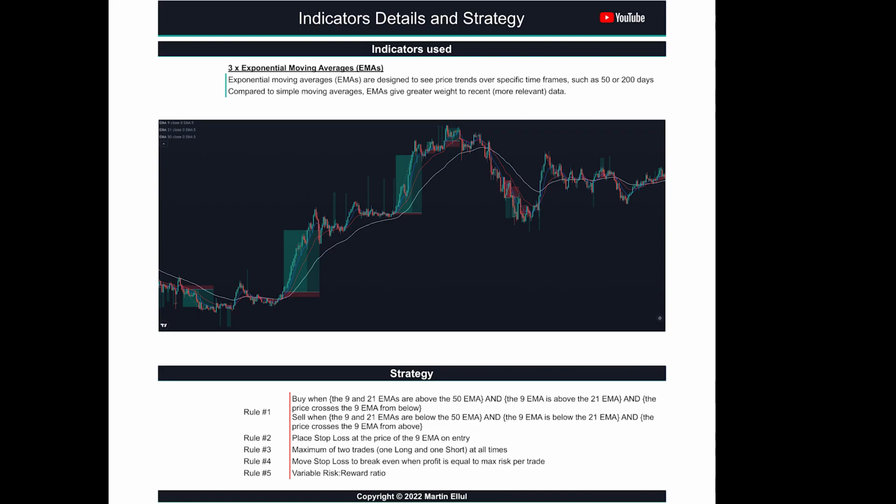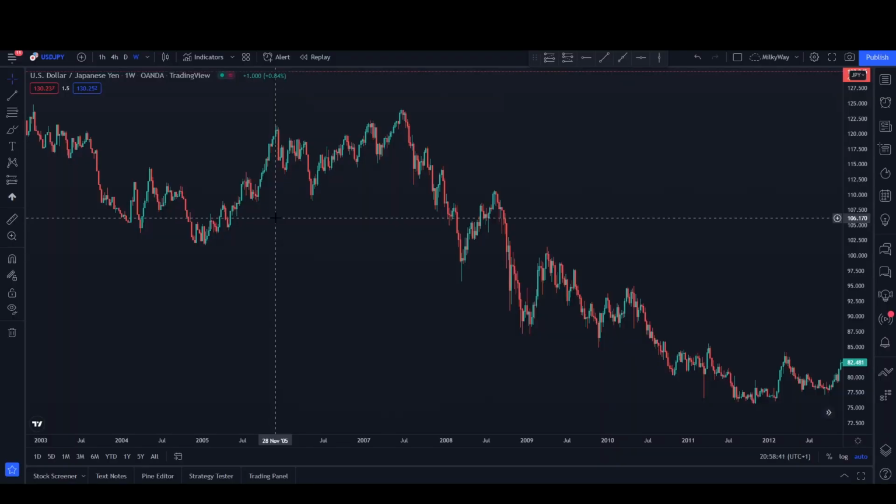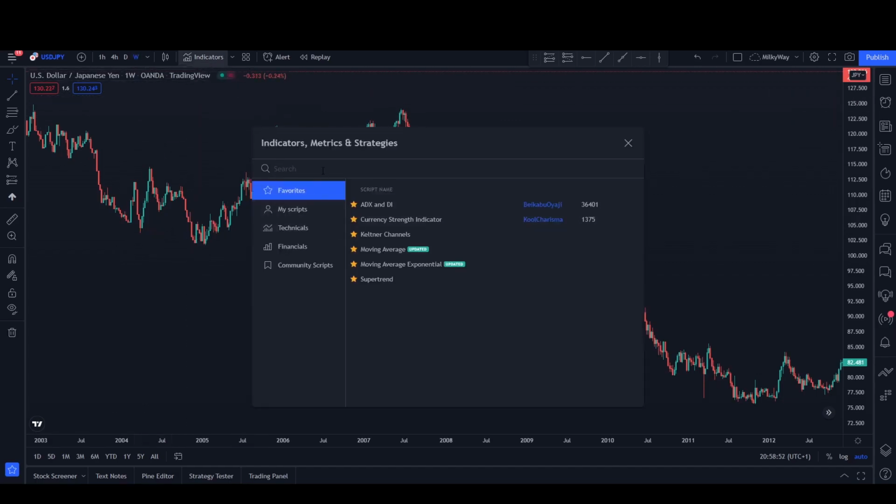So let's get on the charts now so I can show you a few examples, and then we'll dive into the backtest. All right, so here we are. On the charts, we're looking at the dollar against the yen on the weekly time frame. So we'll just go ahead and add the indicators.